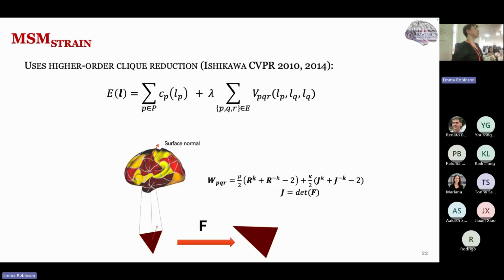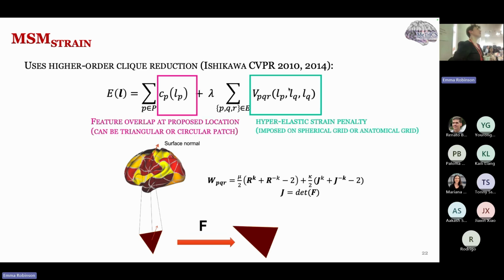But this wasn't great. We had certain problems, especially when we went to multimodal registration. So in a second paper, we used this method called higher order clique reduction. This is an algorithm that takes these triplet cliques and reduces them to pairwise cliques so you can optimize them with FastPD. That allowed us to use a more complicated regularizer term, which was inspired by biomechanical models of cortical growth. So it's a hyperelastic strain penalty.